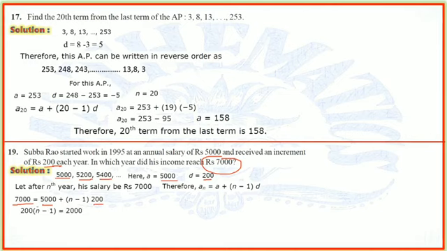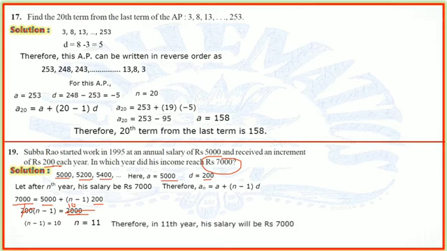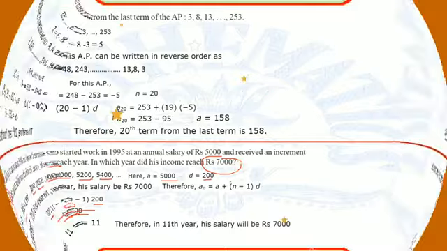So 7,000 minus 5,000 is equal to 2,000, and 200 into n minus 1. Cancelling, 20 with 20 and 2 into 1 is 0, we get n minus 1 is equal to 10. So n is equal to 10 plus 1, which is 11. That means in the 11th year his salary will be 7,000. So that's all about this exercise and this question. I hope you understood fully.